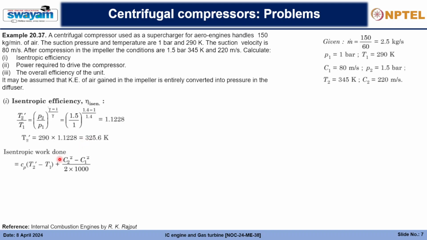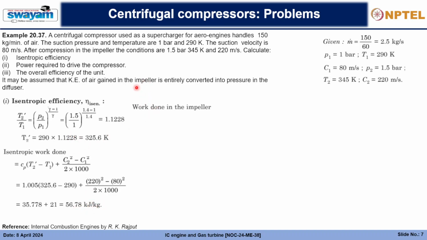So first, let us calculate the isentropic work done. Isentropic work done is Cp into T2 dash minus T1. So that is work done to raise the temperature, the enthalpy difference, plus the part due to the velocity difference, C2 square minus C1 square divided by 2 into 1000, so that we are calculating in kilojoules. We put in the values and we will get that the isentropic work done is 56.78 kilojoule per kg.